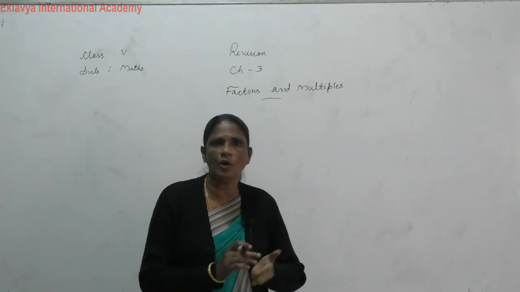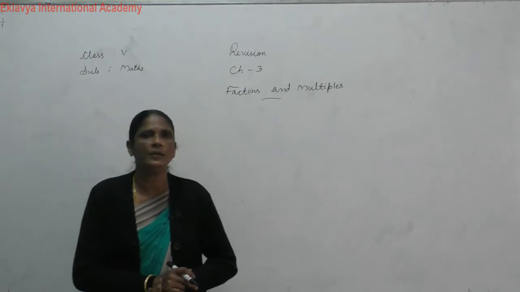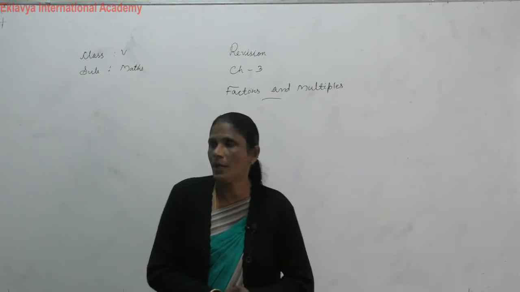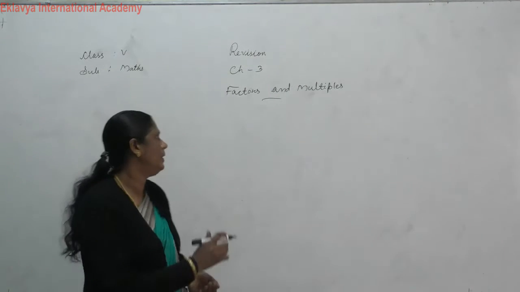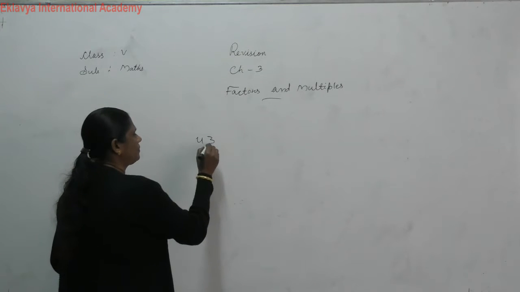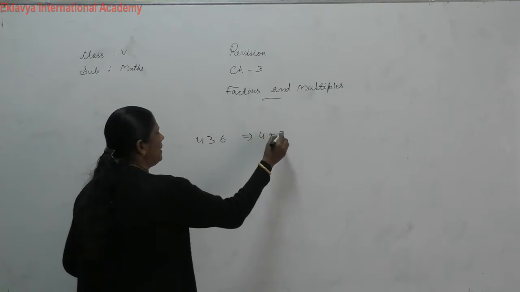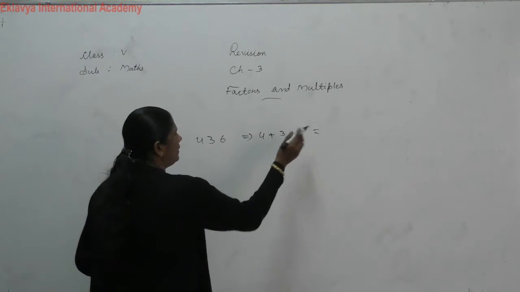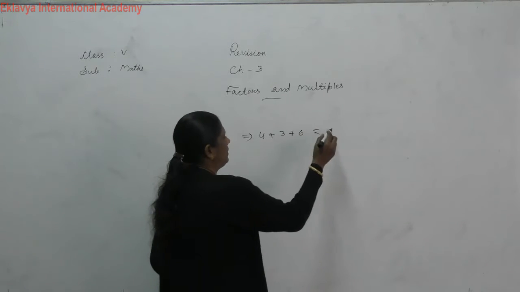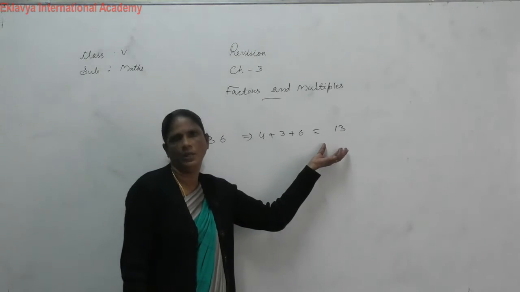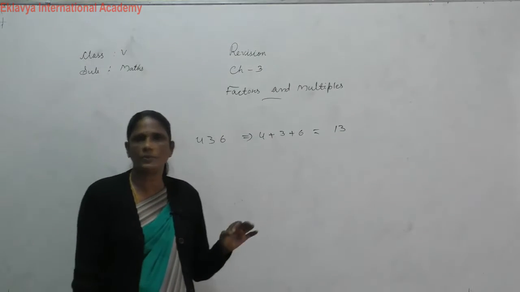Then what is the rule of the test of divisibility by 3? If the sum of the digits is a multiple of 3. That is, you add this number: 4 plus 3 plus 6, then 13. Is 13 a multiple of 3? No. That number is not divisible.